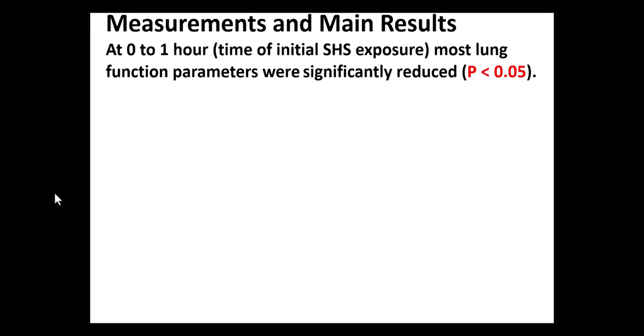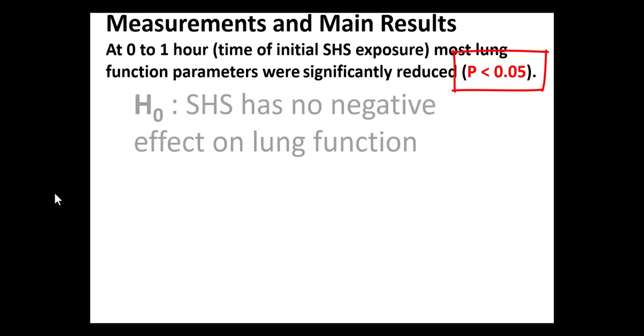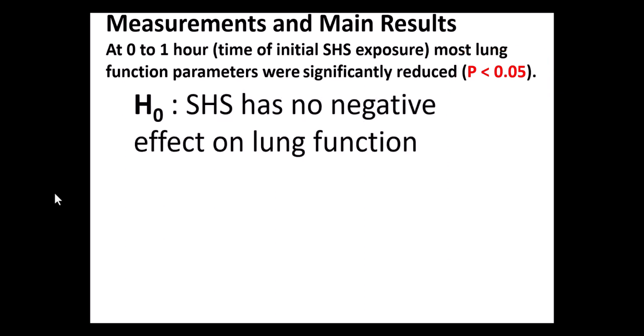All right, so first, 0 to 1 hour, time of initial secondhand smoke exposure. Most lung function parameters were significantly reduced. What supports that belief? This p-value right here, less than 5%. So p being less than 5%, implying that lung function parameters were reduced, must mean they started with the null hypothesis that they wouldn't reduce it. In other words, they started with the belief that secondhand smoke has no negative effect on lung function.